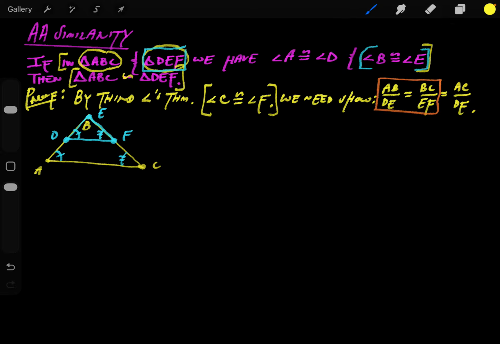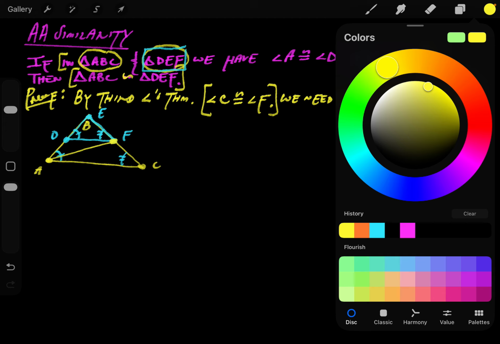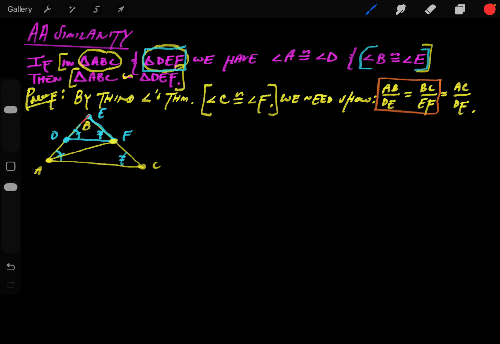So the first thing I'm going to do is draw this line right here. Okay? And we're going to start looking at areas. So if we see this, we've got to look at two triangles. So let's look at triangle AFE.